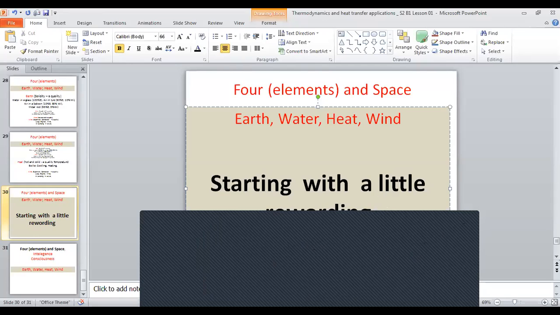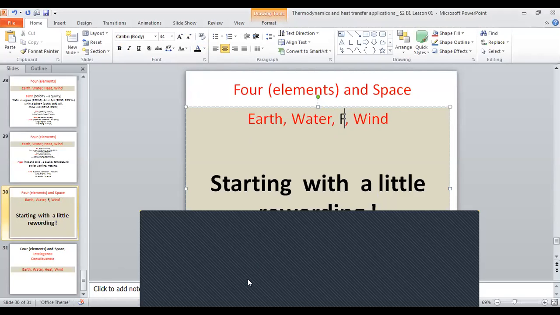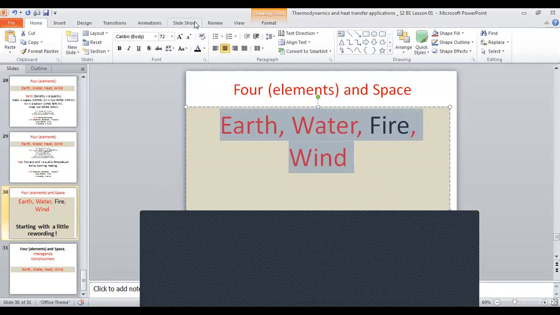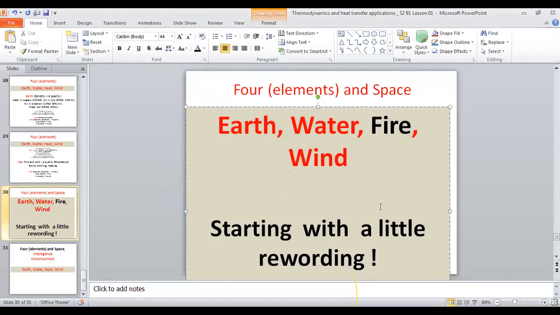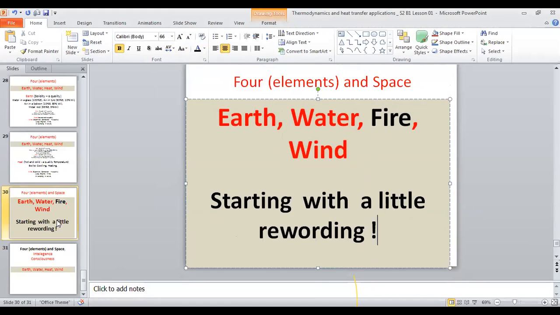Starting with a little rewording, okay? Not to say correction, but reword. Here, instead of heat, the standard word we should use is fire. Okay, Buddha? Earth, water, fire, and wind. Not to say heat. Right? Heat is also fire. Heat means also fire. Earth, water, fire, and wind.